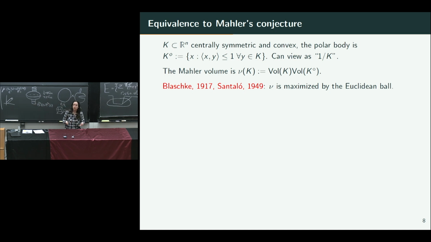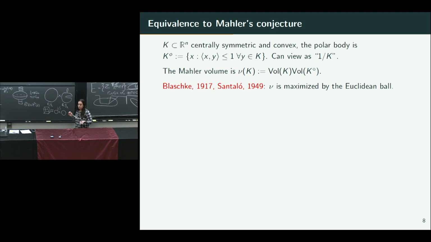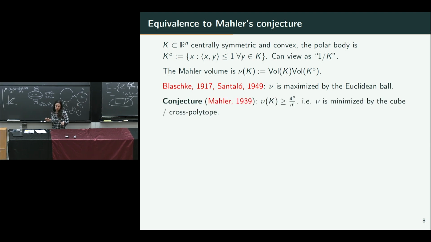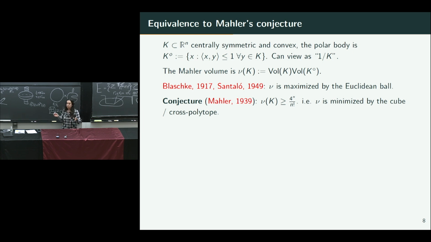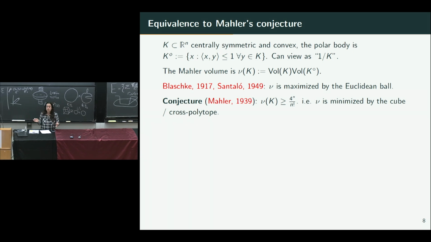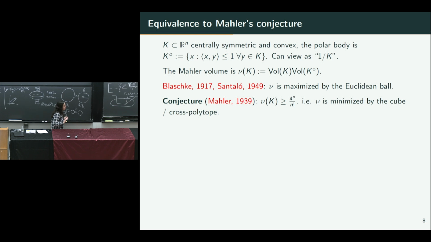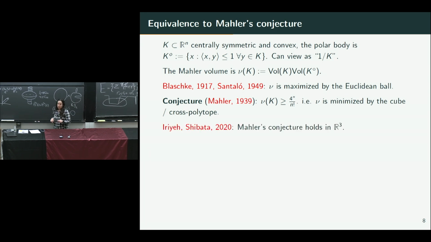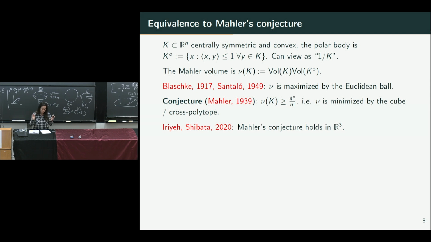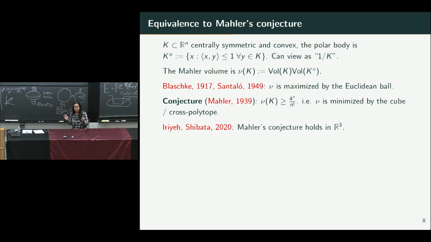So it's long known that this quantity is maximized for the Euclidean ball and its linear images. However, the lower bound is still open. It's known as the Mahler conjecture. And it's conjectured that this volume product is minimized by the cube or its polar, the cross polytope. And it's still wide open. It's known only in particular cases. Mahler proved it for dimension 2, for the plane. And only in 2020 it was proven in dimension 3. And in more general dimensions, it's still open.